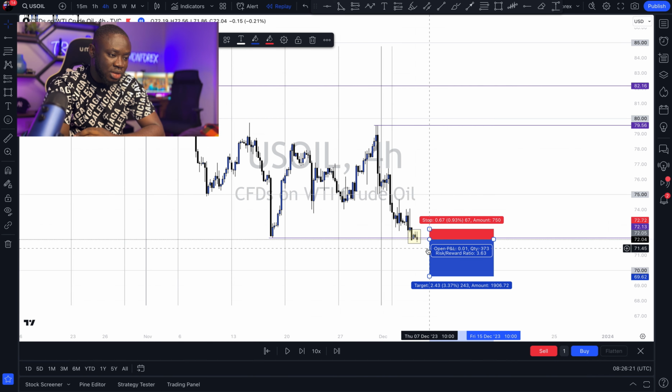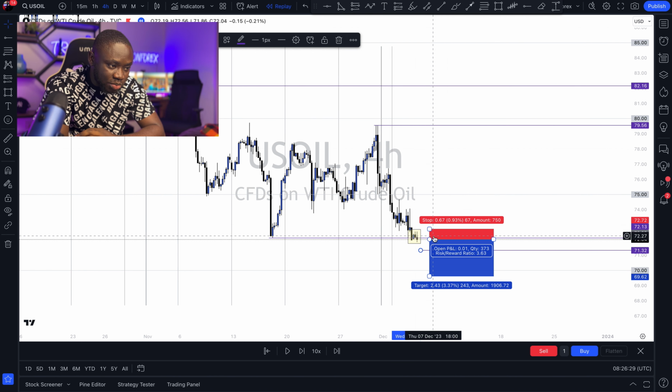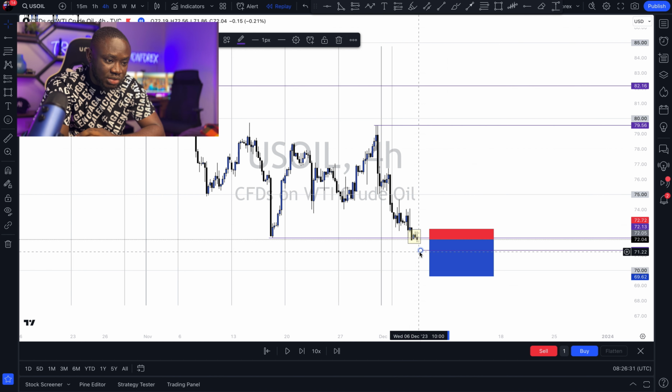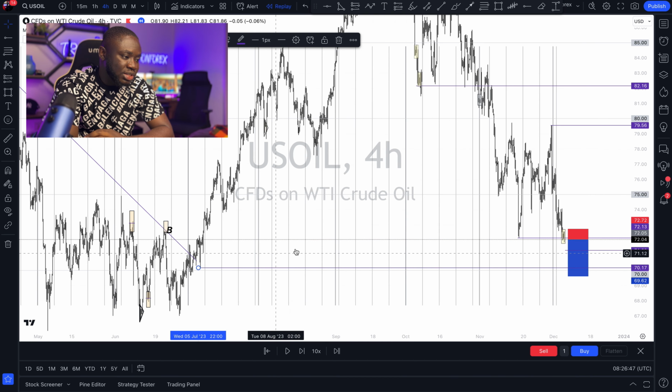My TP1 was basically, you know what I always say about my TP: TP1 is basically what you are risking. So if you are risking about 50 pips on oil, just make sure your TP1 is very similar to what you risk as your stop loss. So my TP1 is here, my TP2 is on this next support.